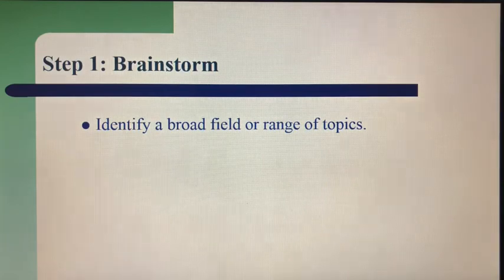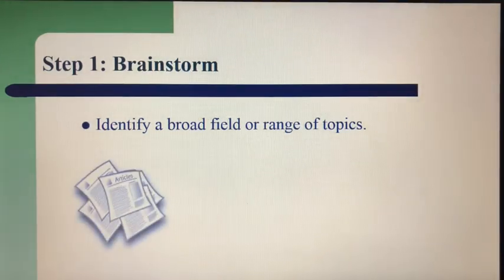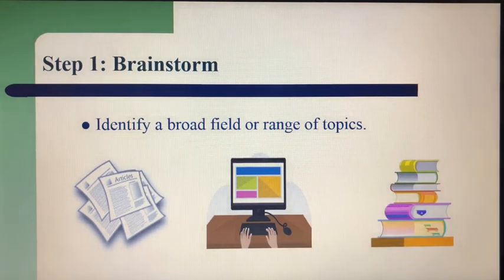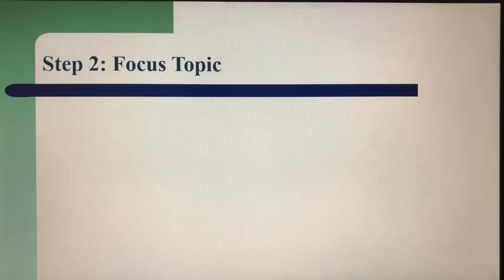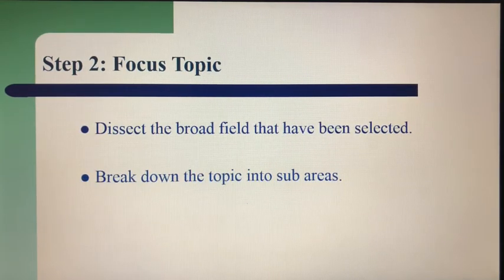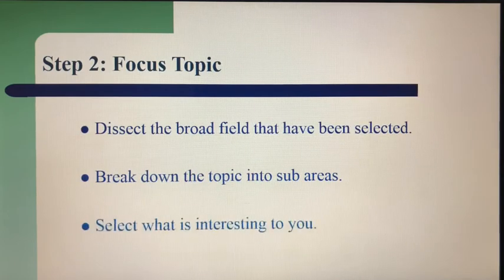You can review literature in your field. You can go to the internet, look in newspapers or read books. Step 2 would be to decide on the broad field that you have selected. Break down your topic into sub-areas. Again, you should select what is interesting to you.